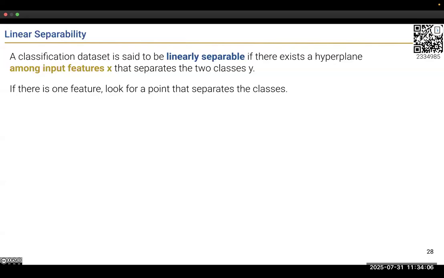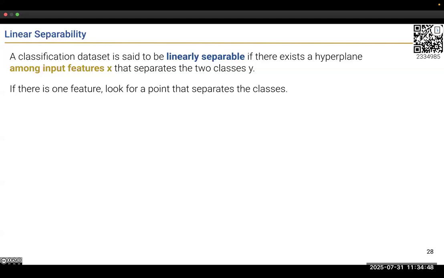One condition that we could, well, I guess this is a necessary condition, that makes the classification perfect is called linear separability. A data set is linearly separable if you can find a hyperplane among the inputs that separates the two classes. This is a hyperplane that separates the true classes, the actual labels, not your predictions, because your prediction is going to depend on your decision boundary, but this is a plane that separates the two true classes.